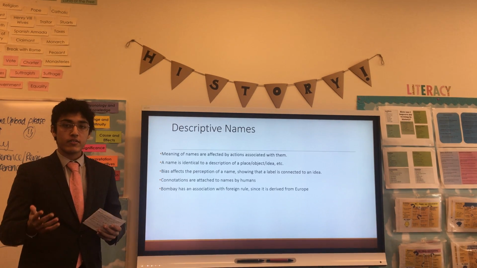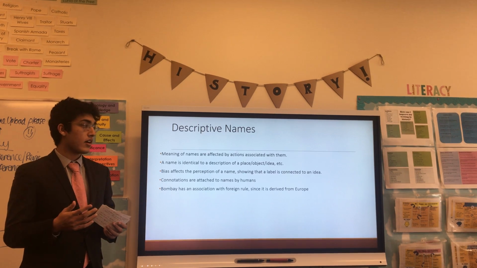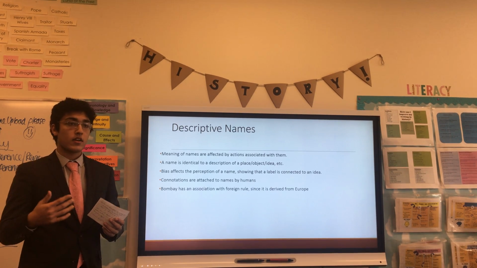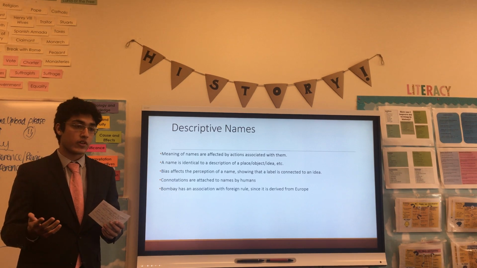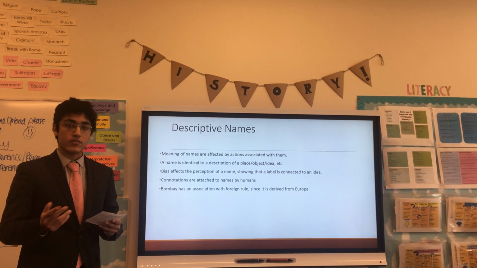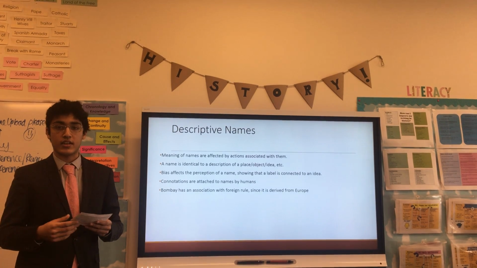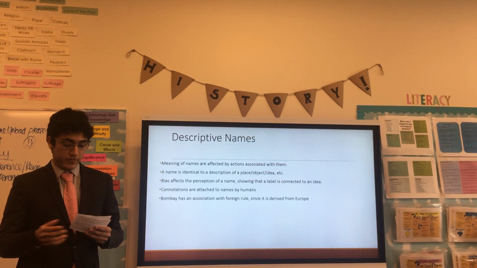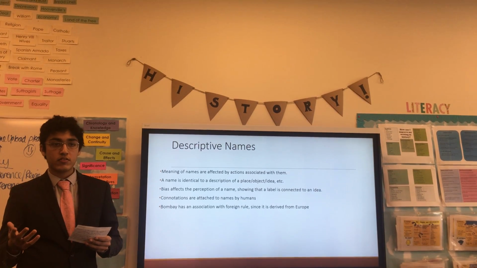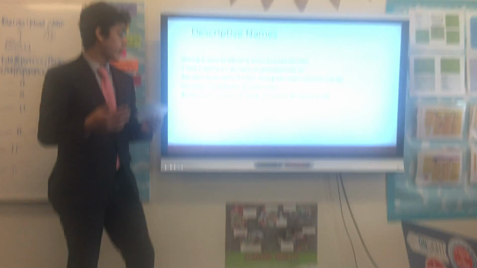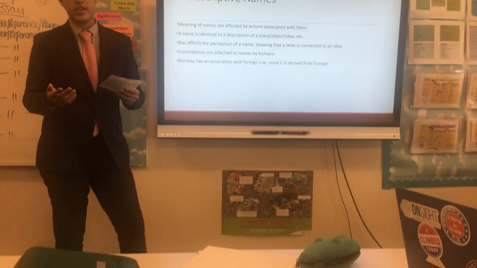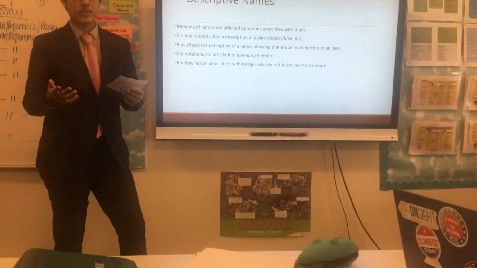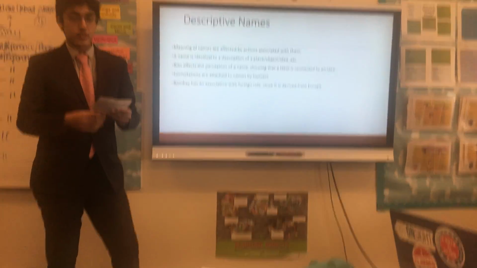Now, one perspective is that names are identical to a description of the place. So, for example, saying Mumbai is the same as saying the most populous city in India. By this definition, actions associated with a name also affect the emotion felt when that name is heard. For example, Bombay is associated with British rule since it was the name given by the Western invaders.